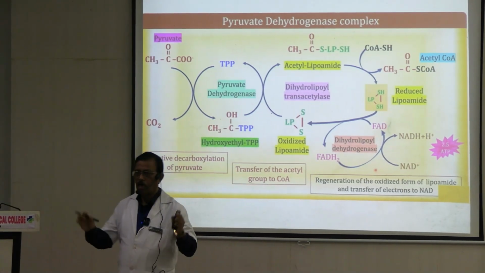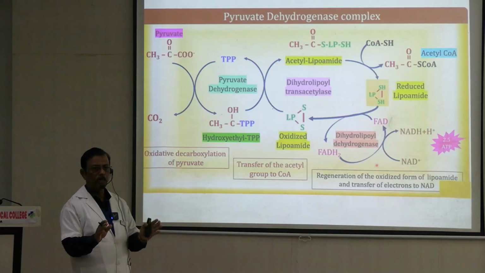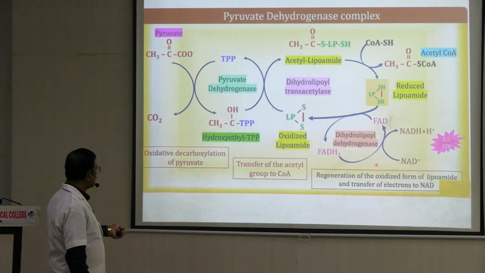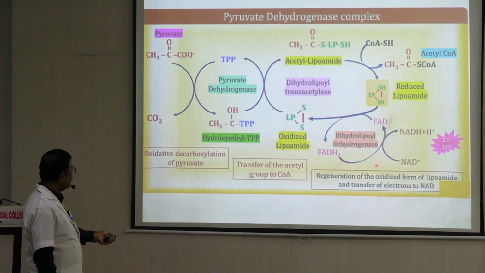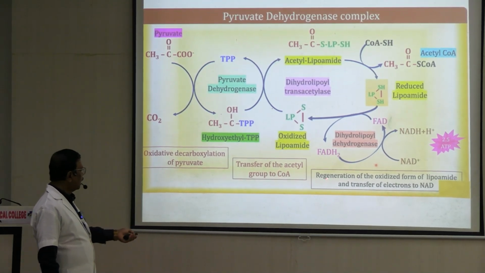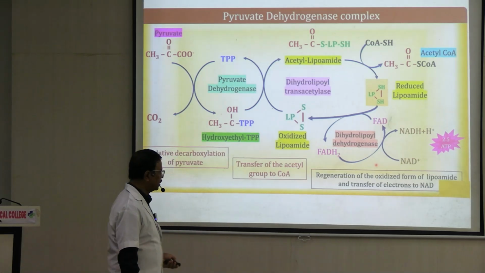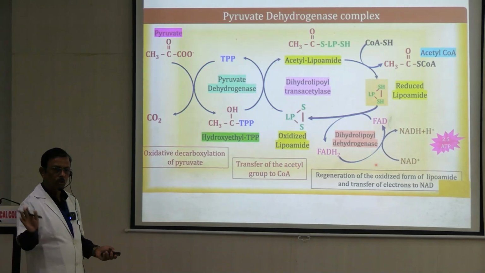So this is the link reaction between glycolysis and the TCA cycle. The first part is called oxidative decarboxylation, where carbon dioxide is removed. Then there is transfer of the acetyl group in the second reaction and regeneration of oxidized lipoamide. This is a 3-step reaction. No confusion, no?